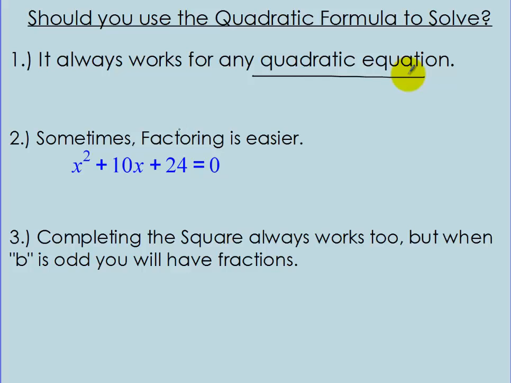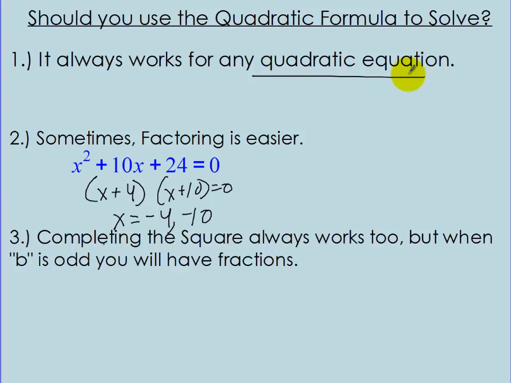But sometimes factoring is easier. You can't factor everything. It only works for certain numbers, like this case: x squared plus 10x plus 24. That can be easier because you see it's x plus 4 times x plus 6 equals 0. So my solutions are x equals negative 4 and negative 6. That can be easier sometimes, but if you can't see that, it's good to just use the quadratic formula.